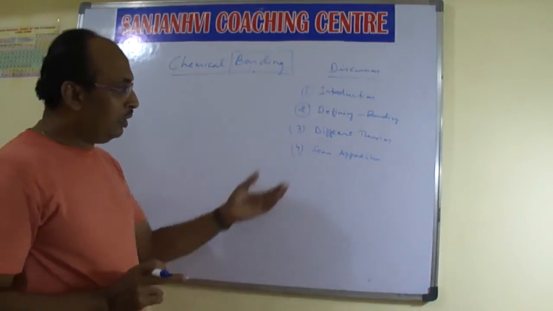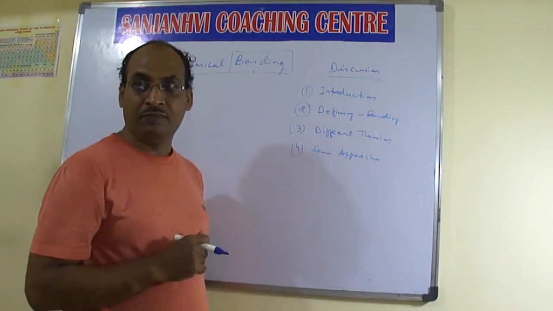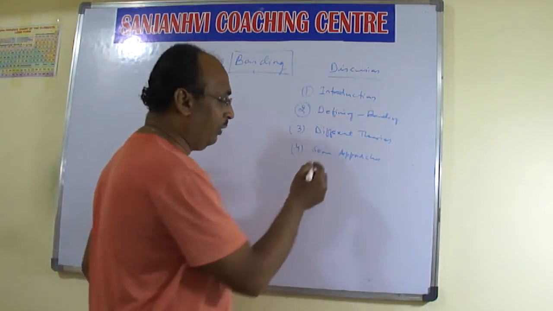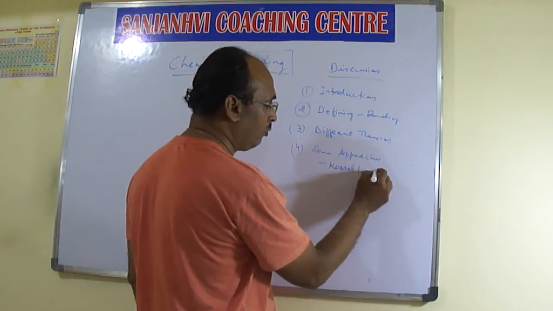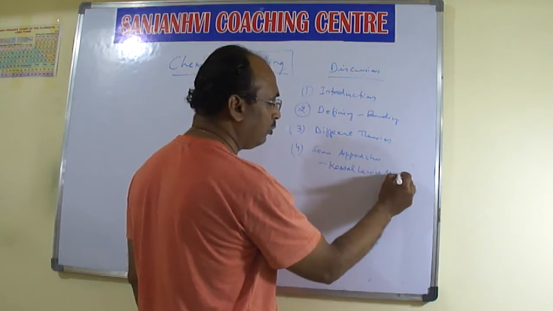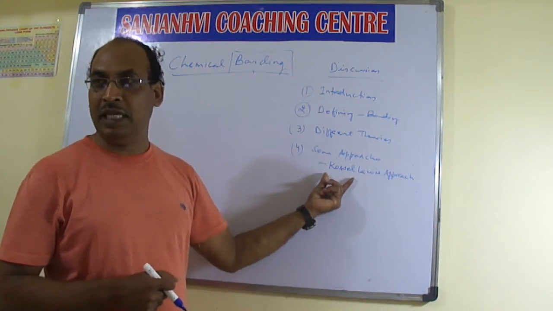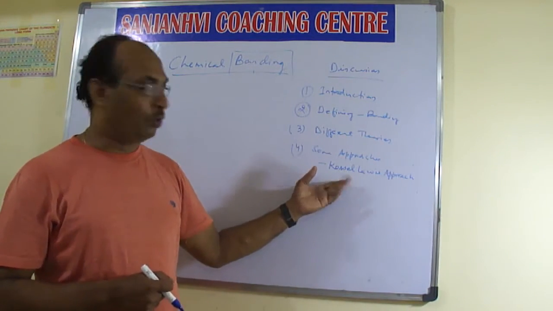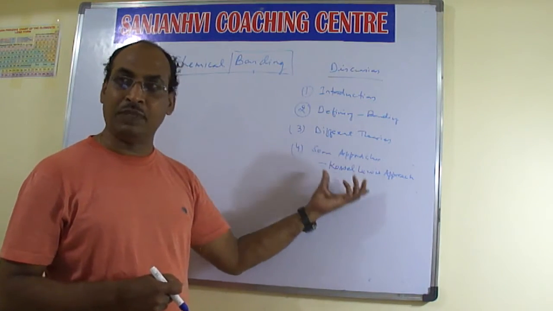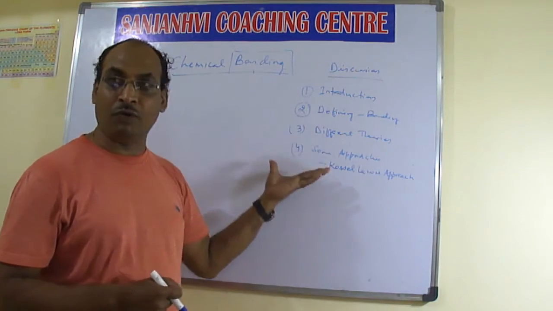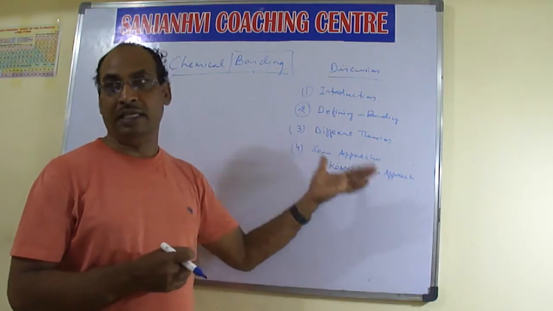Some approaches means some theories given by some scientists, and according to those theories, like the Kossel-Lewis approach. From the name itself we come to know that these are names of scientists, right or not? Kossel and Lewis both worked together. They gave some postulates, some theory, as per which bond formation takes place. That particular approach we will be studying today in detail.